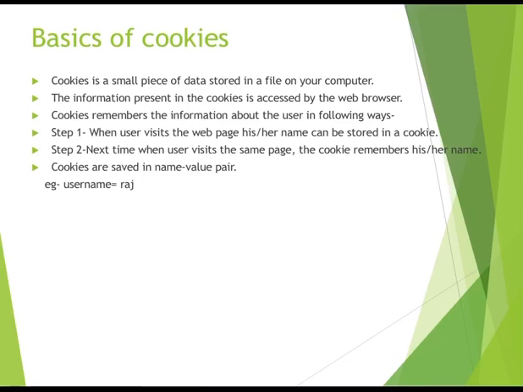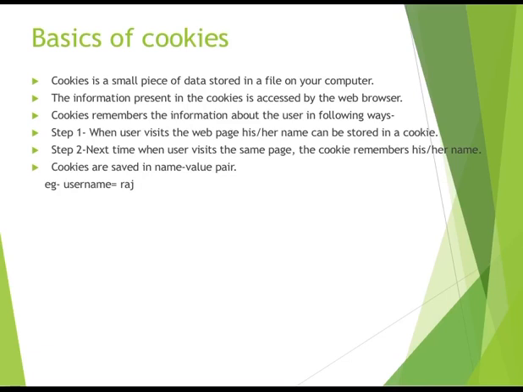So the information present in the cookie is accessed by the web browser, and the web browser remembers the information about the user in the following two ways. See, what it remembers: when the user visits the web page, his name is stored in the cookie. Then next time when the user visits the page again, the cookie remembers his or her name. Okay. So when the user visits the same page, the cookie remembers that the user had already visited previously.